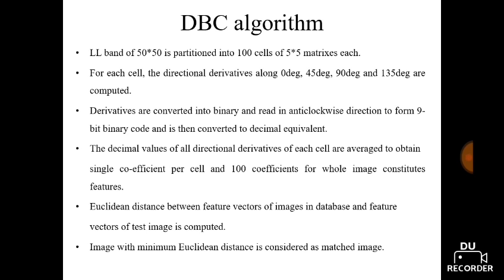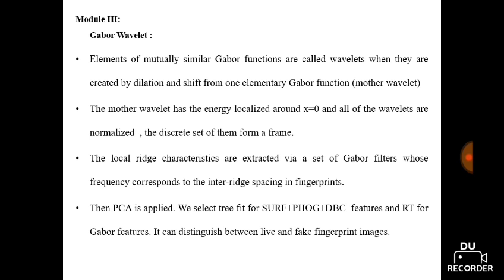Then the Euclidean distance between the feature vectors of images in the database and the feature vectors of the test image is computed. If we find the minimum Euclidean distance, then it is considered the matched image, that is the live image. If it doesn't match, then it is called the fake image.